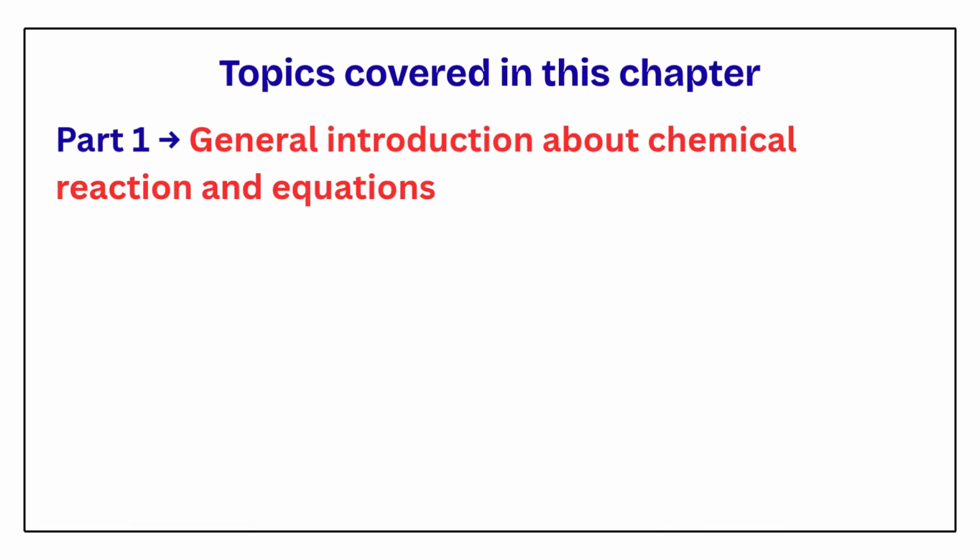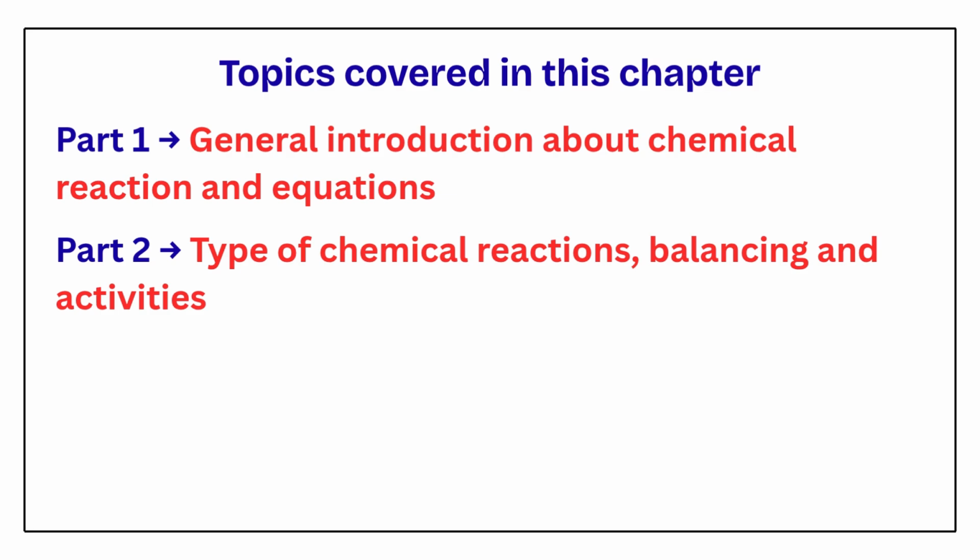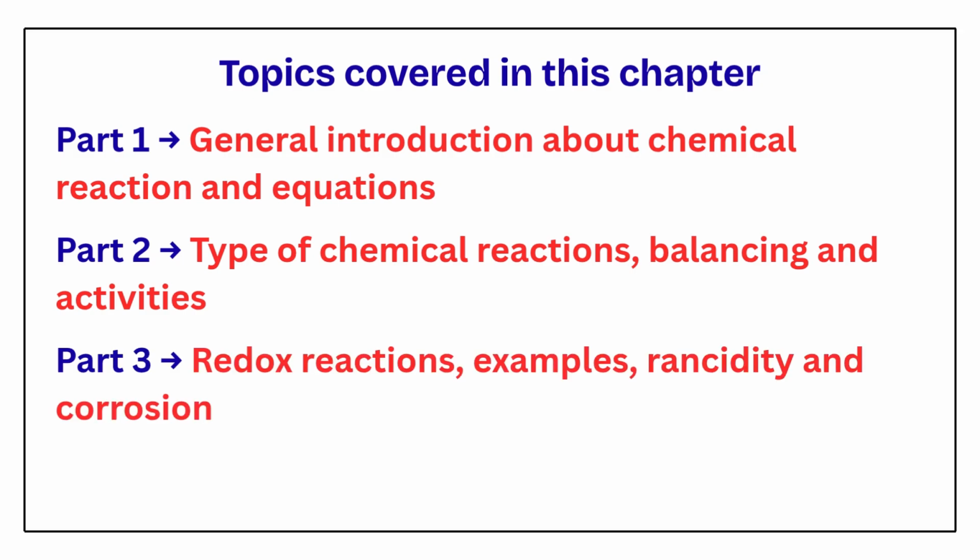The first part will be the general introduction about the chemical reactions and equations. The second part would be the type of chemical reactions, including the balancing and the activities. The third part will include the redox reactions, the examples, rancidity and corrosion.